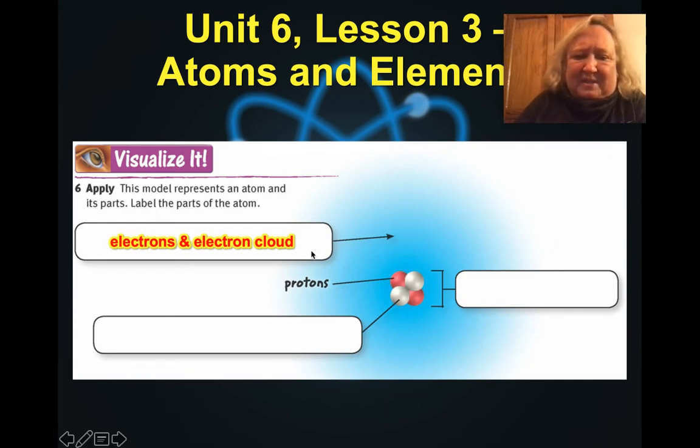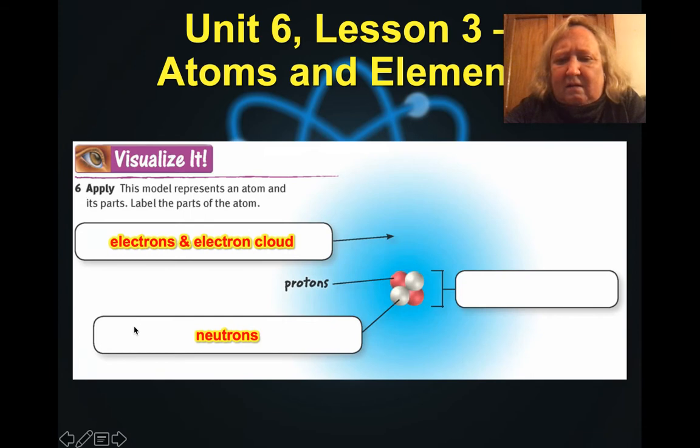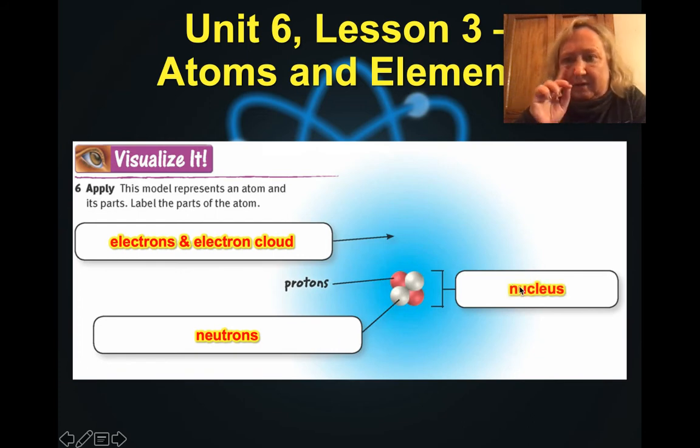Anyhow, the outside of the atom are the electrons, and they float in the electron cloud. In the center of the atom are the neutrons, and together with the protons, they form the nucleus. Okay? So it's kind of mandatory we learn this stuff. This is kind of the basic, the 2 + 2 of the math world.